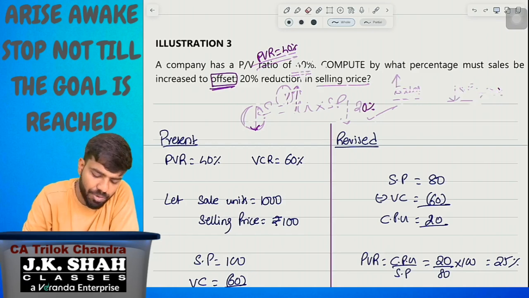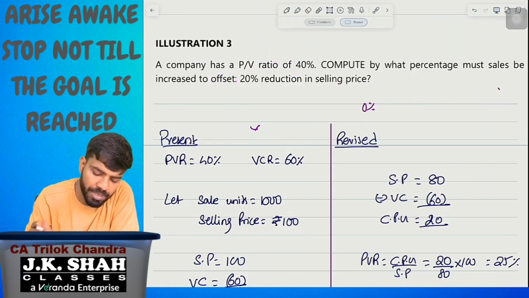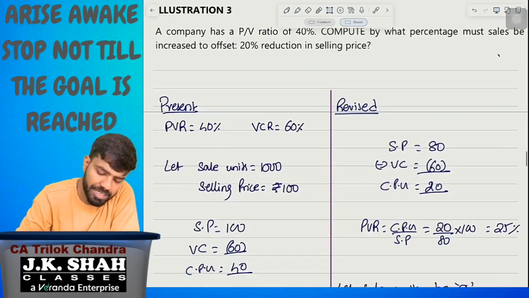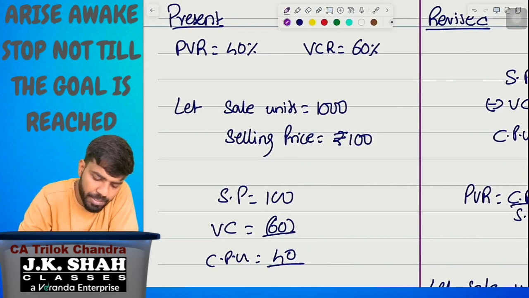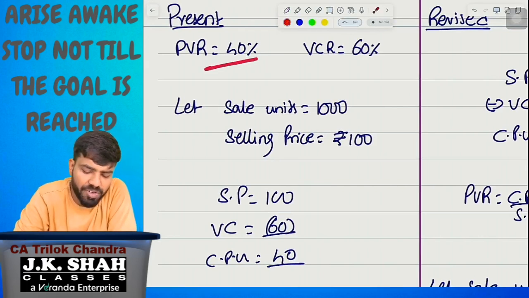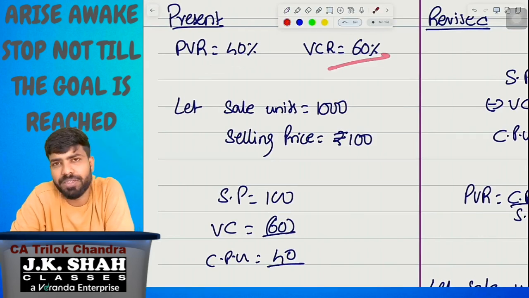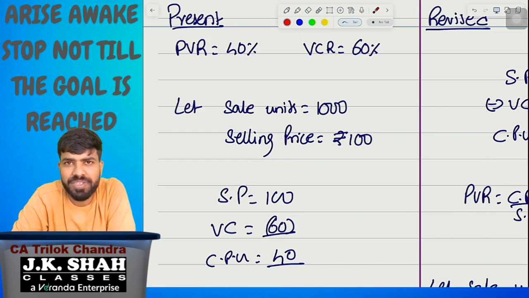I hope everyone understands the question. I am giving you the solution. First, I take the present. Just look at the present. Don't look at the revised. Look at the present. PV ratio 40%, therefore V share is 60%. I already told you, PV ratio 40%, V share is 60%.